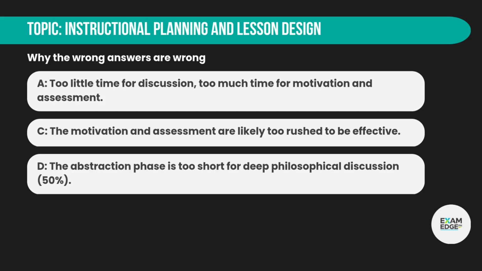Why the wrong answers are wrong. A. Too little time for discussion, too much time for motivation and assessment. C. The motivation and assessment are likely too rushed to be effective. D. The abstraction phase is too short for deep philosophical discussion, 50%.